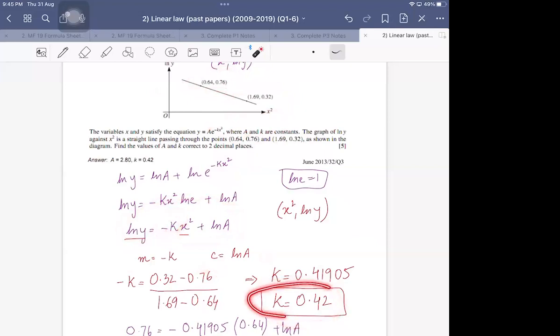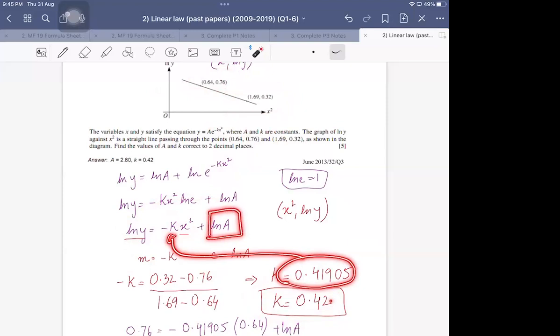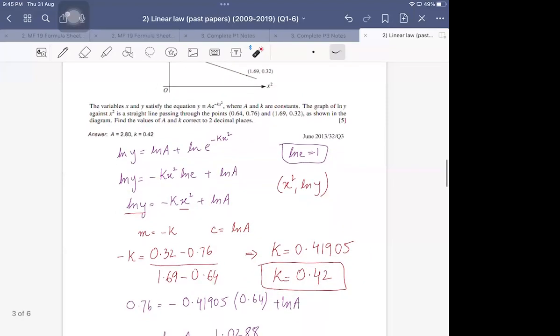Now when I have got the value of k, I can use one of the coordinates in place of x square comma ln y, and then I'll substitute the value of k, but not 0.42. I will substitute the higher accuracy version over here, and then I will make ln a the subject, and from there I will be able to find the value of a.